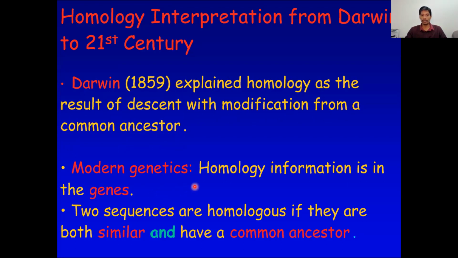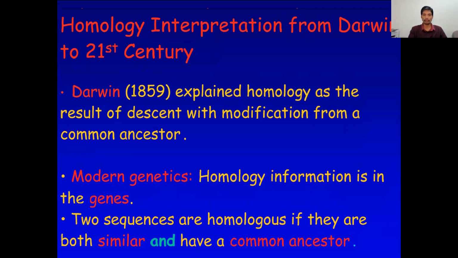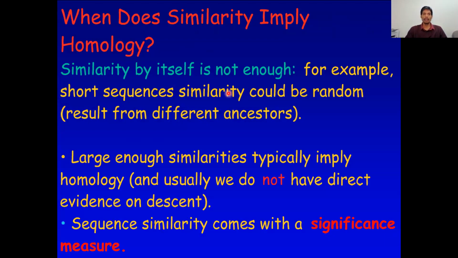And modern genetics says that homology information is in genes. Actually, Darwin also said the same, but without knowing the information as genes. But modern genetics also says the same thing. It is coming from the genes. So two sequences are homologous if they are both similar and have a common ancestor. Similarity itself is not enough.